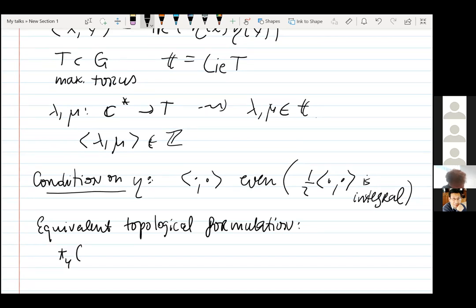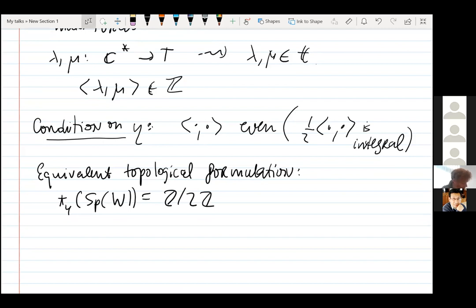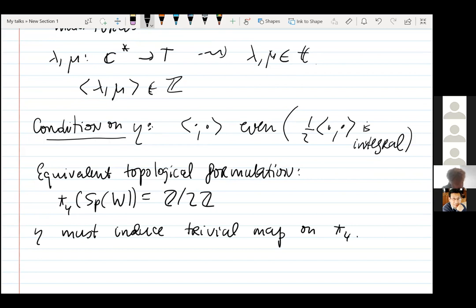You can show that pi four of the symplectic group is actually Z, or Z mod two Z. And then the equivalent condition is that eta must induce the trivial map on pi four. But this is just a side remark. For me, the more important is this algebraic formulation, but this is actually equivalent. So you see that this is a Z2 condition that something has to be even.